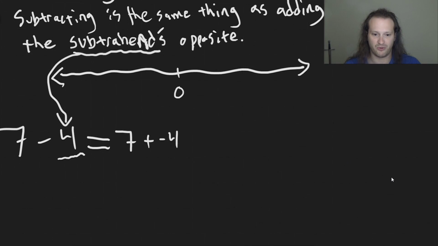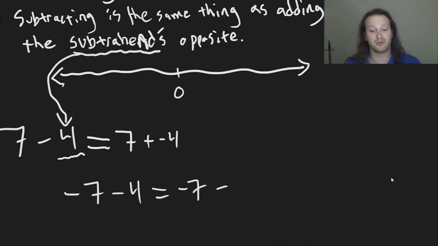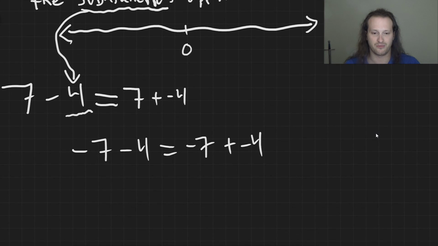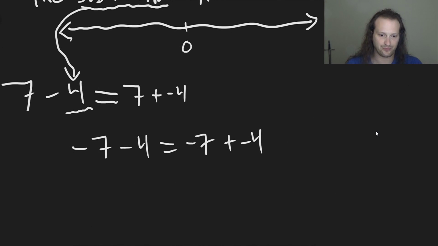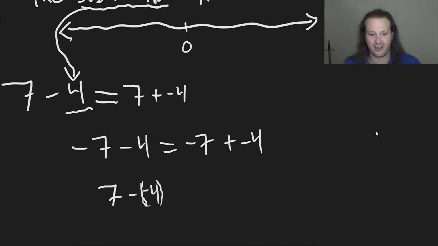So another example is negative 7 minus 4. Again, this is just going to be negative 7 plus negative 4. Well, what if we're subtracting a negative? Because that can definitely come up. How about 7 minus a negative 4? So I'm going to put this negative 4 in parentheses just so you can see that there are two separate negatives here. Or there's a subtraction here and this is a negative 4.